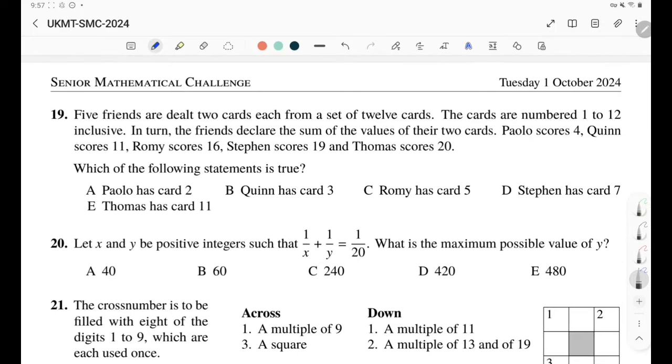Alright, let's move on. Okay, 5 friends are dealt 2 cards each from a set of 12 cards. Okay, we have cards numbered from 1 to 12. And the friends declare the sum of the values of their 2 cards. Yeah, so each friend has 2 cards. And we have 5 friends, so in total we have 10 cards.